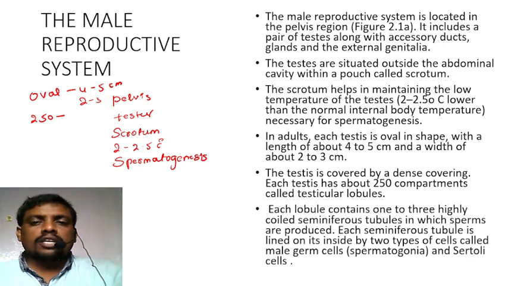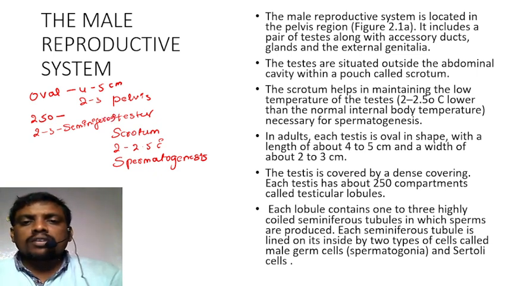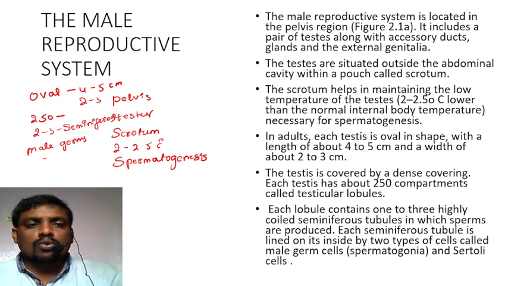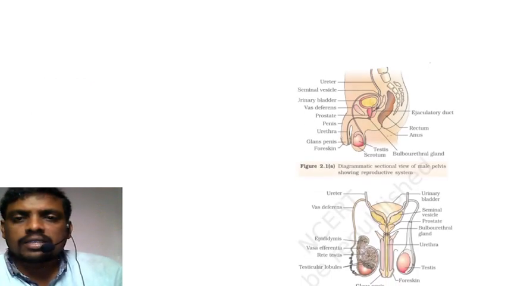Each lobule contains 1 to 3 highly coiled tubules. These coiled tubules are called seminiferous tubules. Each is lined on its inside by two types of cells: male germ cells, scientifically called spermatogonia, and Sertoli cells.